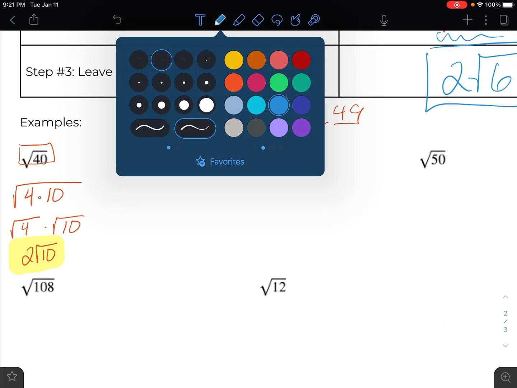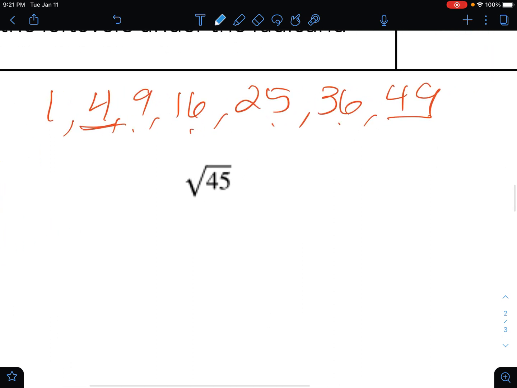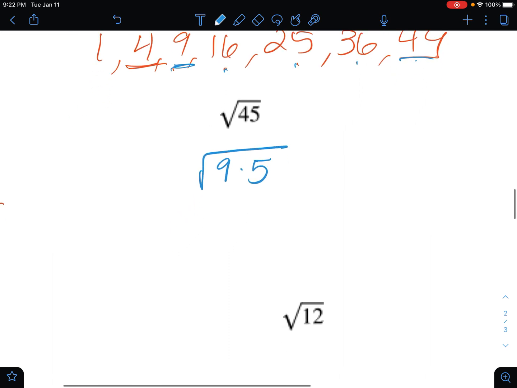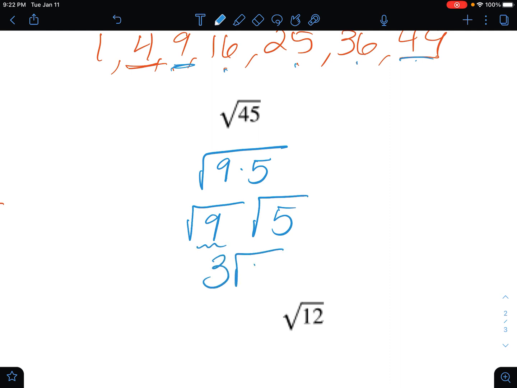Do the same thing with the next one. I got 45. So thinking about 45, 49 is too big, so I can't use 49. 36 can't go into 45. Remember, if you're like, I don't know, can 36 go into 45? Type it in your calculator. 45 divided by 36, not a whole number, so you can skip it. So then I can try 25. Well, 25 doesn't go into 45. 16 can't go into 45, but 9 sure can. So I can break this apart into 9 times 5. This is where I get to break apart my little radical. Square root of 9 is in fact 3. So I got 3 square roots of 5.